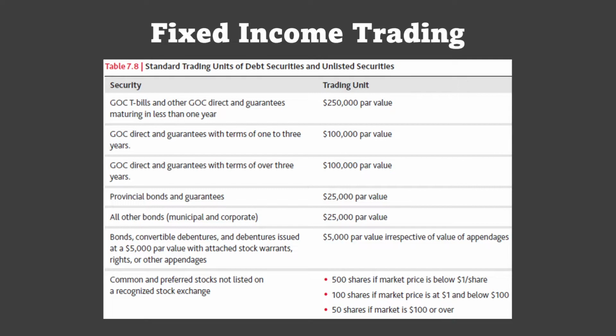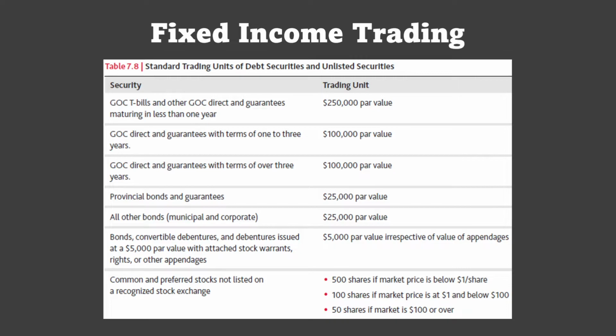Next, we're going to look at fixed income trading. Again, like we looked at with stocks, bonds actually do have their own trading units as well. So you have the GOC, or Government of Canada, T-bills. The trading unit for this is $250,000. And of course, T-bills are anything maturing in less than 1 year. You have Government of Canada direct and guarantees with terms of 1 to 3 years. This is a $100,000 par value, and the same with anything over 3 years.